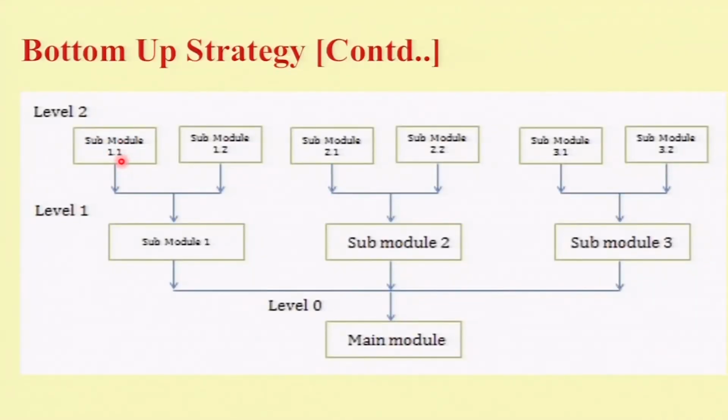So, that is what is being described in this figure. Here you have level 2 wherein you have sub-module 1.1 and sub-module 1.2. These get integrated and form a single module which has been named sub-module 1, and again you have sub-module 2.1 and 2.2 which get integrated and form sub-module 2. Similarly, you have sub-module 3.1 and 3.2 which get integrated into sub-module 3. All these three sub-modules get integrated into a single module and it forms the main module. So, that is what is illustrated in this figure.